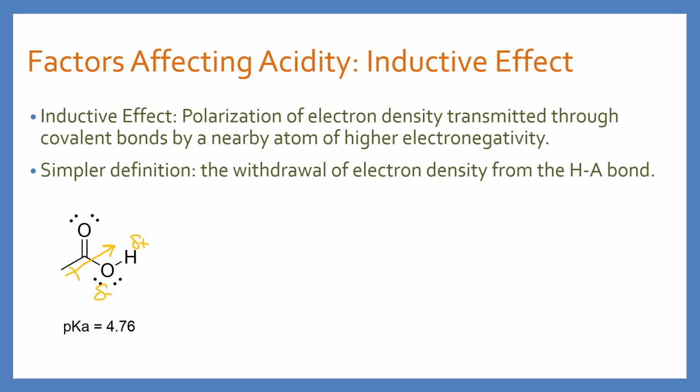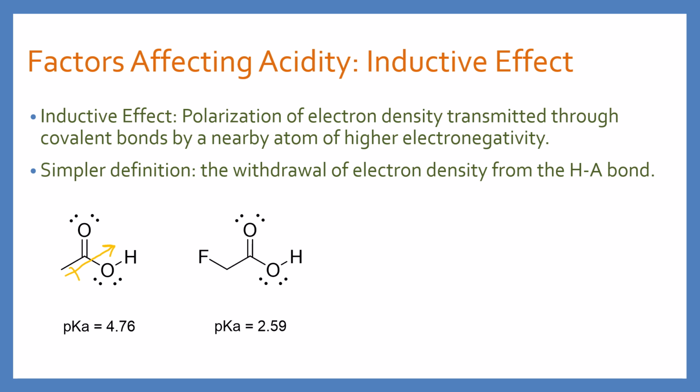Now, what this is talking about is we want to withdraw electron density from this bond, because the less electron dense that bond is, the less secure that attachment of the hydrogen atom. So if we take electron density away from that bond, that hydrogen atom is going to come off much more easily. So in acetic acid, we do kind of have the inductive effect going. It's what contributes to the existing acidity of acetic acid.